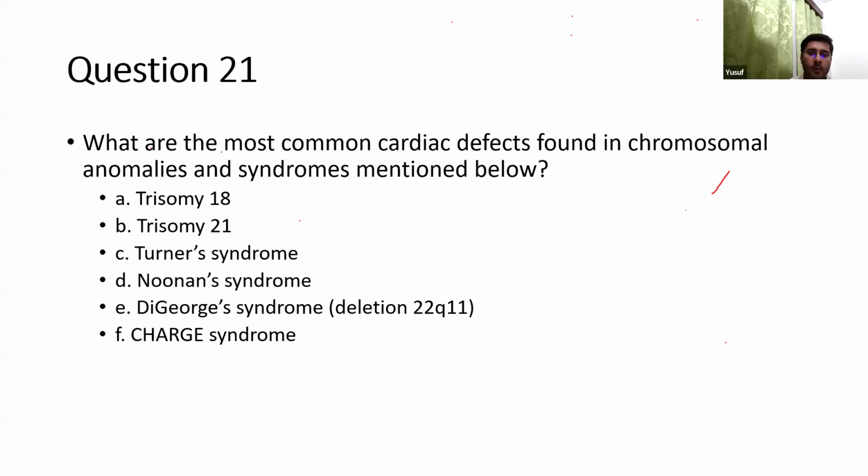No. Peripheral PS is not seen. Conotruncal, yes. Yes, conotruncal. And then CHARGE syndrome? Very good. What do you see in case of Williams syndrome? What type of AS can be seen in Williams syndrome? Supravalvular, yes. And what is the cardiac anomaly you see in case of Alagille? Yes. Peripheral branch PS, yes, correct.